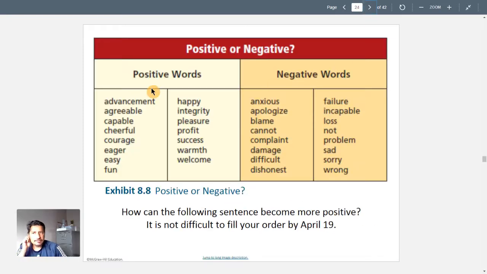Positive, negative, see the words are there, so you can always have those vocabularies, right? Happy is a positive word, profit, success. Whereas the negative words like sad, sorry, wrong, dishonest, you always have this vocabulary available.